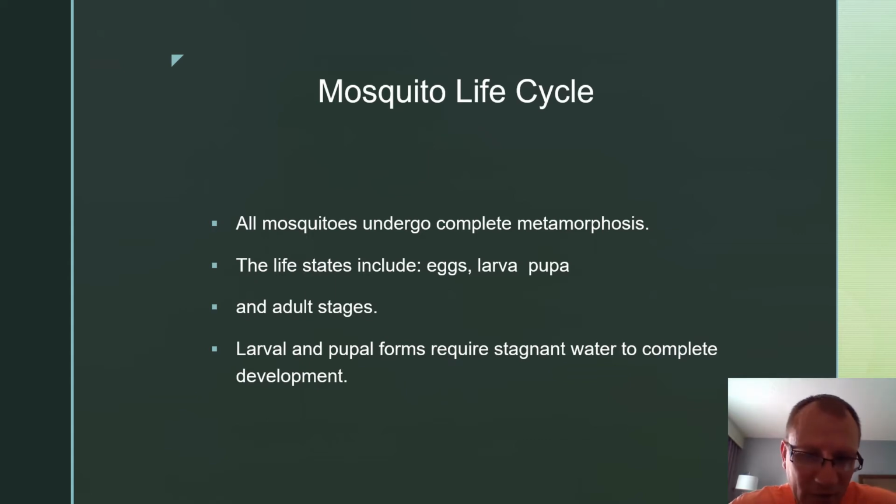Mosquito life cycles. All mosquitoes undergo complete metamorphosis. This life cycle includes egg, larva, pupa, and adult stages. Larval and pupal forms require stagnant water to complete development.